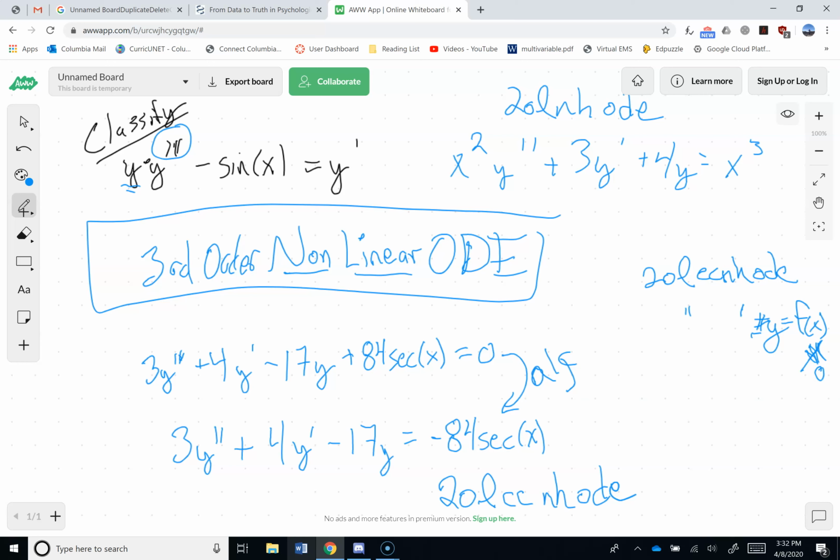Yeah, and if I hadn't erased it over here, I had this same form. So my coefficients are 3, 4, and minus 17. And I think you can tell me something about this thing as a spring now.